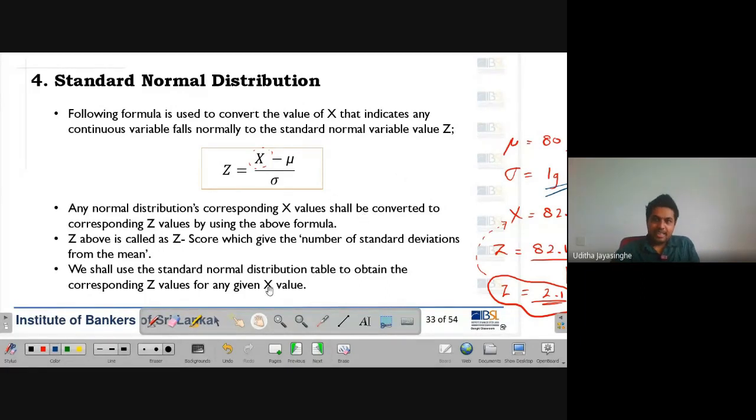Okay, and this last point is the combiner. Afterwards, we shall be using the standard normal distribution table to obtain the probability corresponding to any given Z value. That table is the one that you can see in your exam papers. Sorry, let me pull up a different paper.